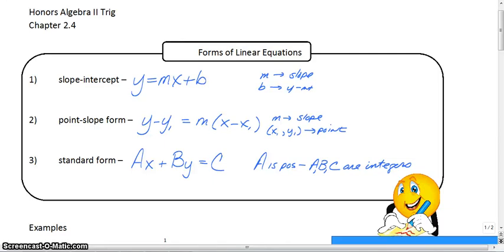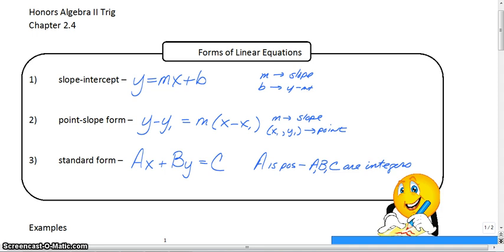Today's video is going to be about forms of linear equations. So we're just going to go through, write some equations of lines, and we're going to talk about three types first. The first one is slope-intercept. You guys know this is y equals mx plus b, where m is our slope and b is our y-intercept.